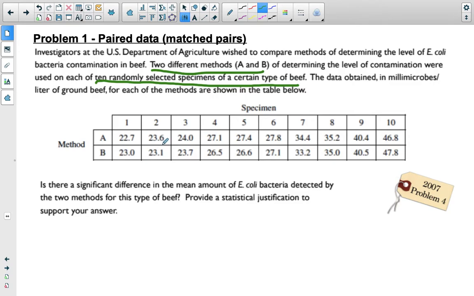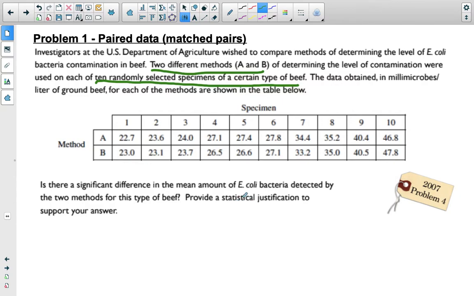That's what we're doing. So the question we're going to try to answer is: is there a significant difference in the mean amount of E. coli bacteria detected by the two methods for this type of beef? Provide statistical justification to support your answer. So when we see this, is there a significant difference, or provide statistical justification, we should be thinking some sort of hypothesis test.